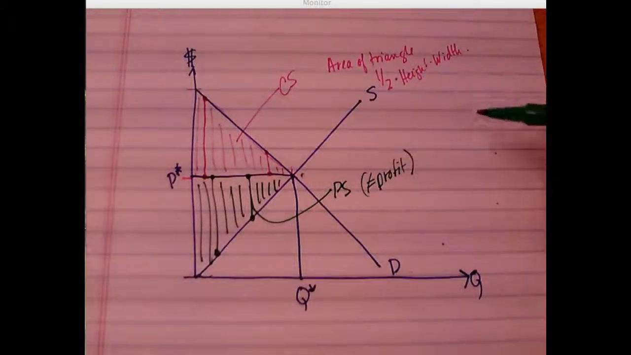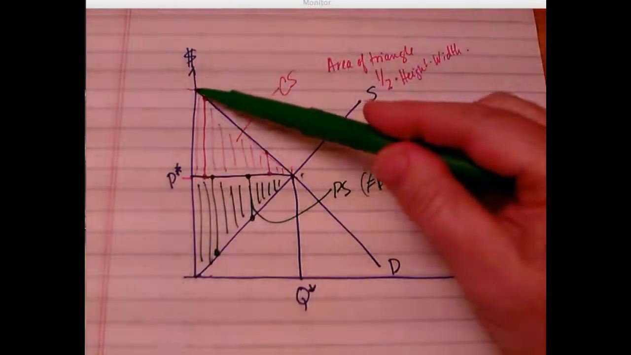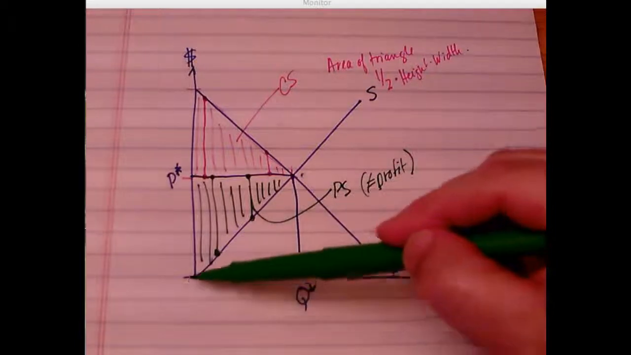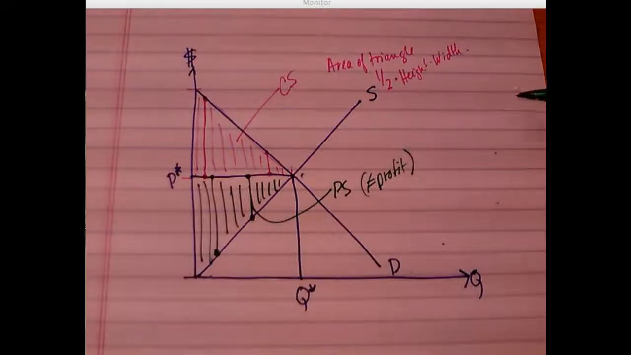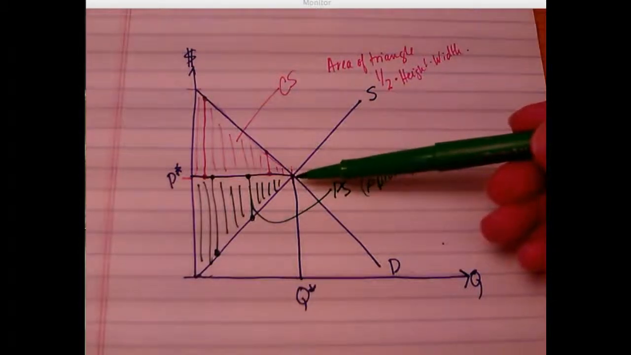Okay, and so total surplus is the combination of consumer surplus and producer surplus. So it's the difference between the value or willingness to pay and the marginal cost. And this is a perfectly competitive market. We have maximized the total surplus in this market, so this market is efficient.